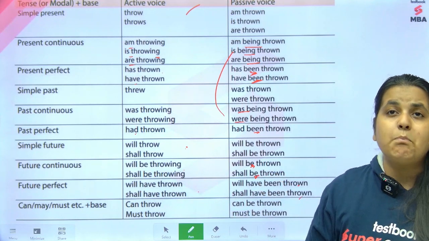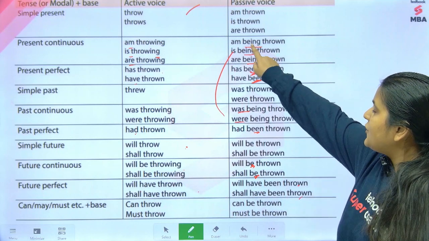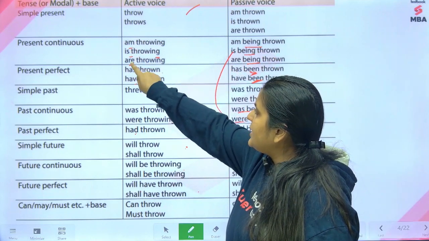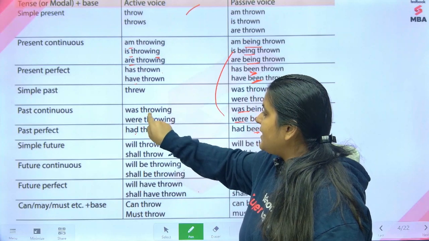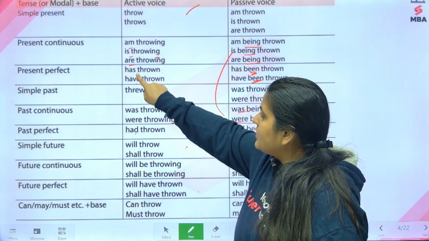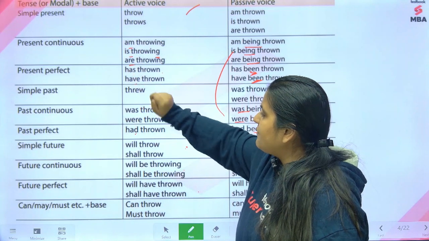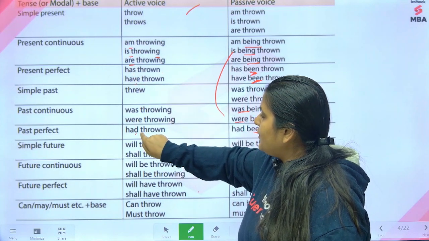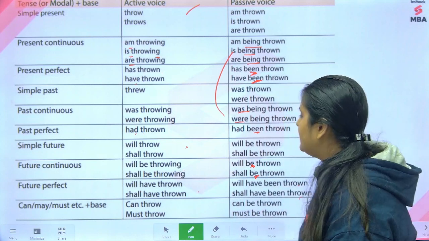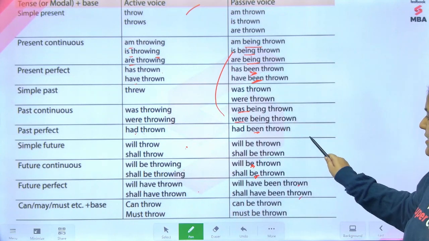It's that simple. Okay, in the continuous form, you just have to add, यहाँ पे being लगा देना. Am being thrown, is being thrown, are being thrown. Was being thrown, were being thrown. Okay, यहाँ पे been लगा देना. Has been thrown, have been thrown. Perfect form में been लगा देना. So had been thrown. Over. Simple. Okay, बस future का थोड़ा सा आप देख लेना.